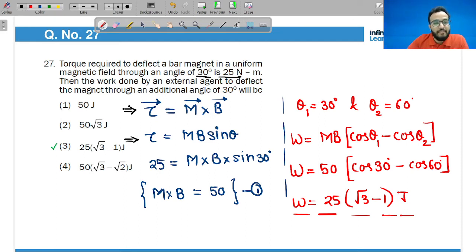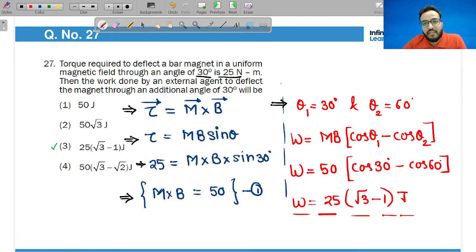So it becomes MB sine theta. So it is 25 already given, MB sine 30, 30 degrees is given. So MB becomes 50. This is equation number 1. Now let's move ahead here. Theta 1, they want us to find out the work done in rotating it by further 30 degrees.